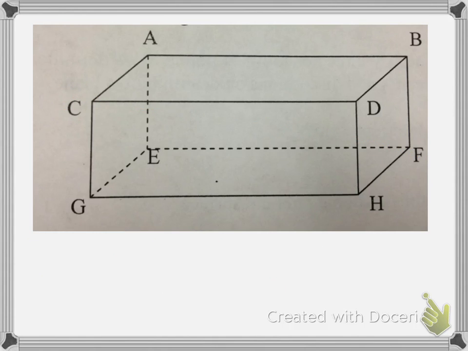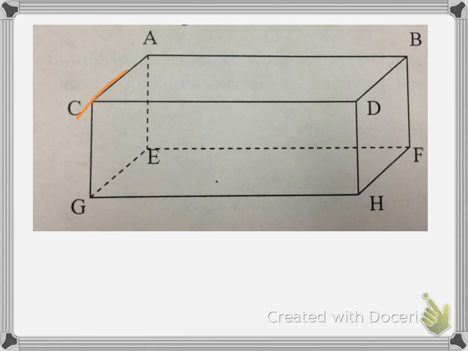All right, CA and GE. So CA and GE. Okay, they are equidistant to each other, so that means that line CA is parallel to line GE. Okay, they are parallel to each other. That one should be pretty easy.